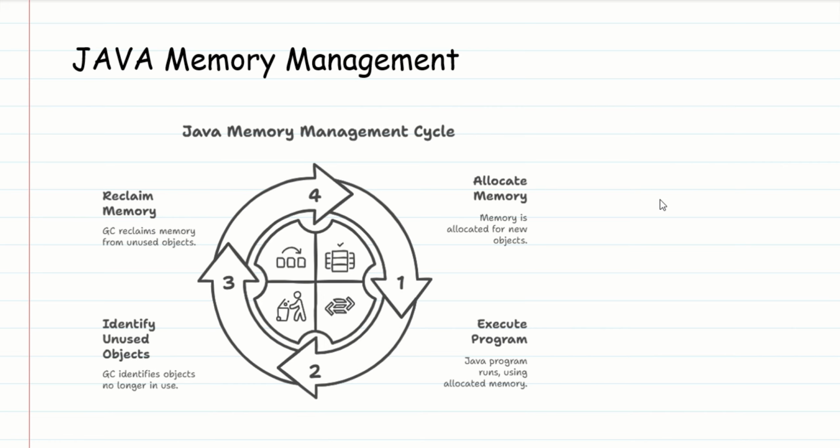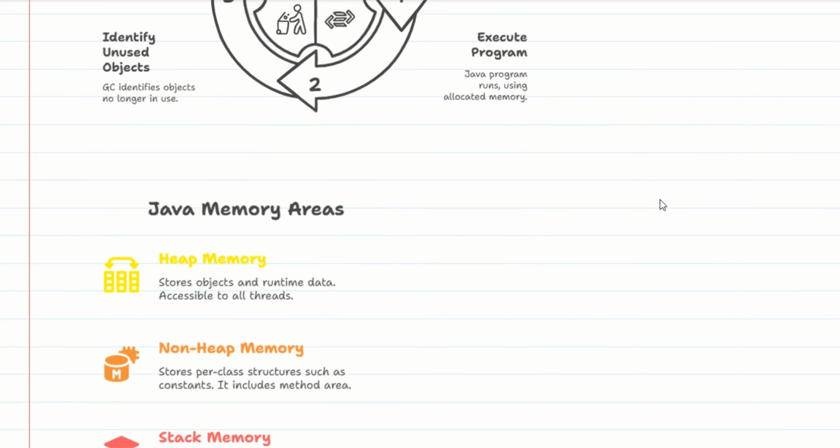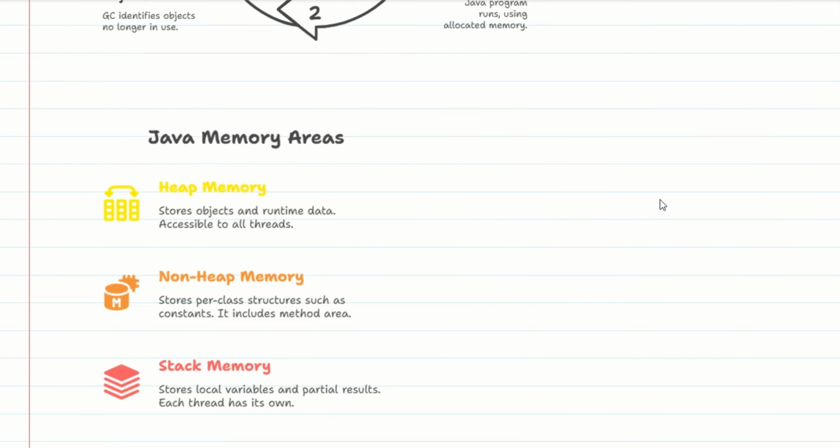The JVM memory structure is organized into several key areas that manage the execution of Java programs. Understanding this memory layout is essential for optimizing Java performance and troubleshooting issues like memory leaks or out of memory. Let's see the JVM memory structure.